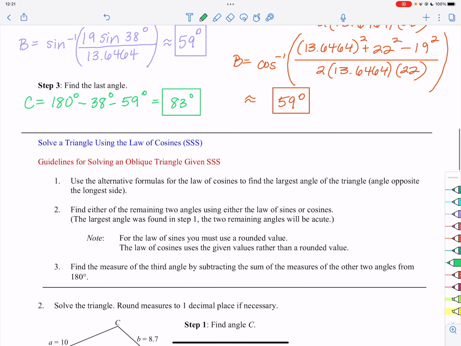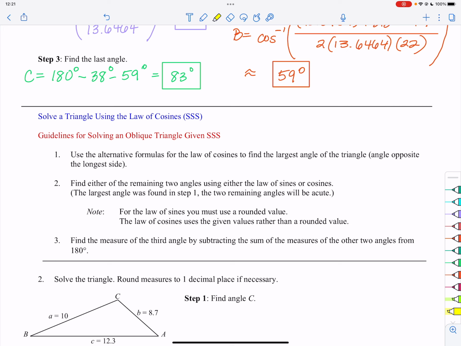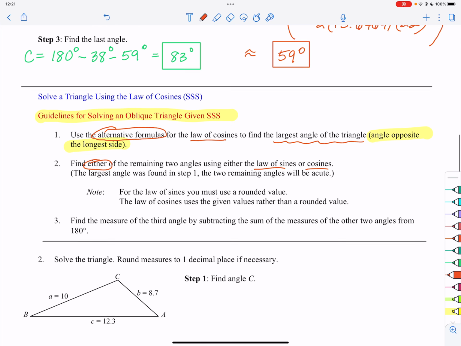Now let's look at solving a triangle using the law of cosines, side, side, side. If you are solving an oblique triangle using side, side, side, we will use the alternate formula for the law of cosines, and we're going to find the largest angle of the triangle. Keep in mind, that's opposite the longest side. Now we'll find either of the remaining two angles using either the law of sines or the law of cosines.